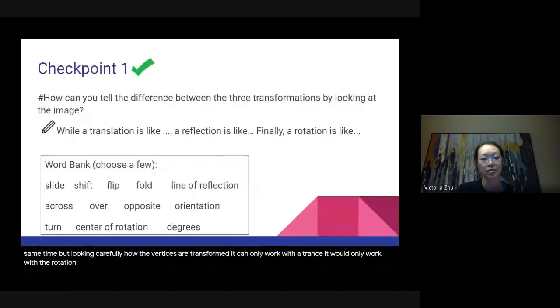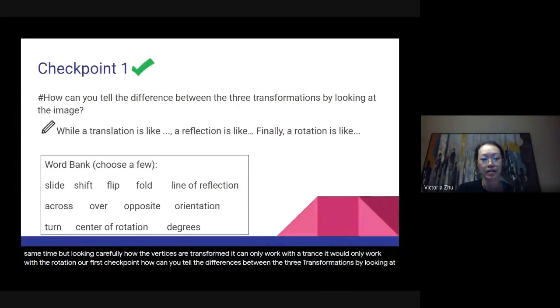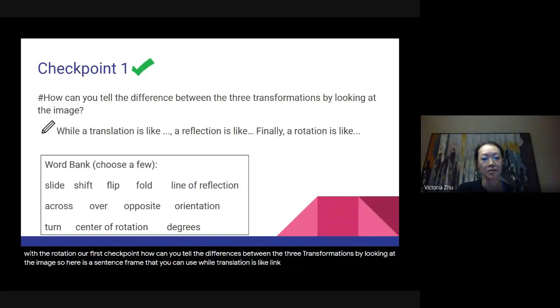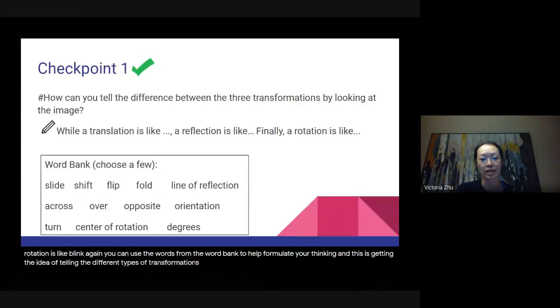So now we've reached our first checkpoint. How can you tell the differences between the 3 transformations by looking at the image? So here is a sentence frame that you can use. While a translation is like blank, a reflection is like blank. Finally, a rotation is like blank. Again, you can use the words from the word bank to help formulate your thinking. And this is getting at the idea of telling the different types of transformations by looking at them individually.